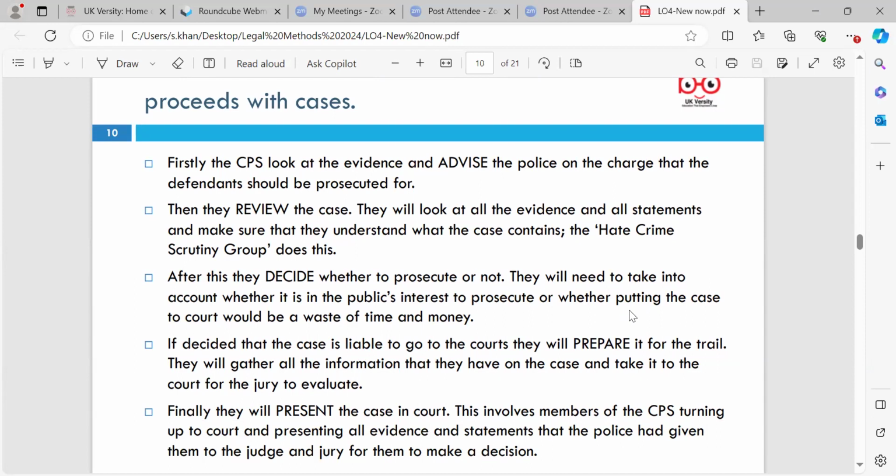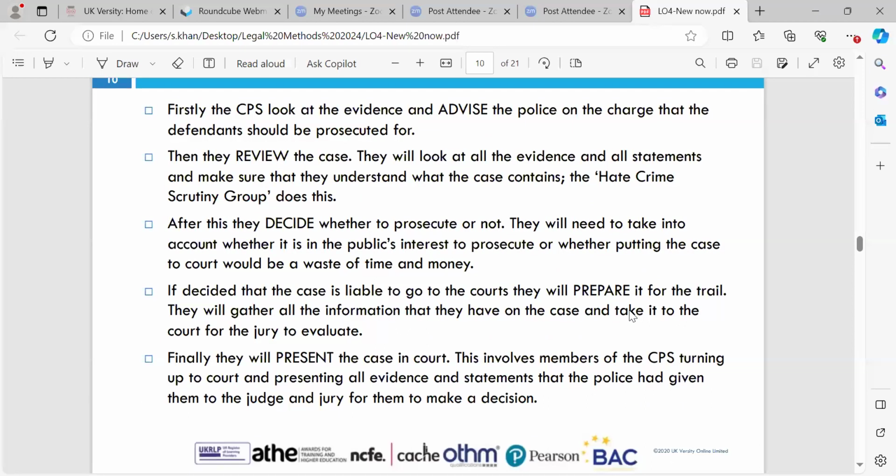They will gain all the information that they have on the case and take it to the court for jury to evaluate. Finally, they present the case in the court. This involves members of CPS turning up at court and presenting all the evidence and statements that the police had given to them to judge and jury for them to make a decision.